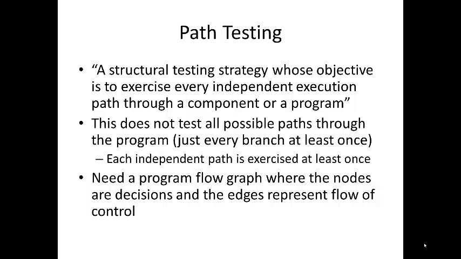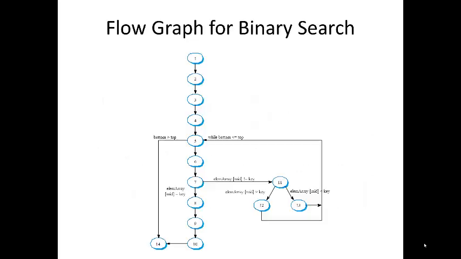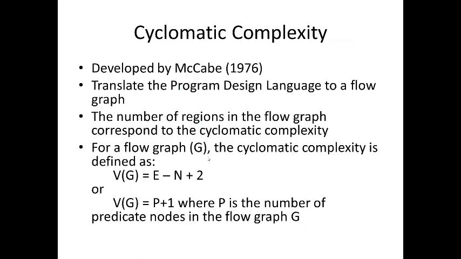And what you need to do this is a program flow graph where the nodes are decisions and the edges represent the flow of control. So for example, here is a flow graph for binary search, and you can see the decision point where we check the element and see if our midpoint is equal to what we're searching for, and you can see a branch between the midpoint is greater than the key or it's less than the key. And also if it's equal to the key, then we proceed to step 8. But you can see the flow graph structure of binary search.